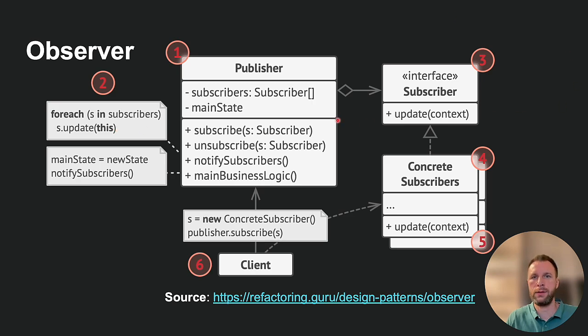On number 3, you see the interface for the subscriber, which has the update method and takes some context. And then you have under number 4 and 5 some concrete subscribers, which implement that update method with some specific context and do something with the data. And then you have the client under number 6, which creates some specific subscriber, and it has a publisher and subscribes the specific subscriber. And once that all happens, it will get automatically notified.